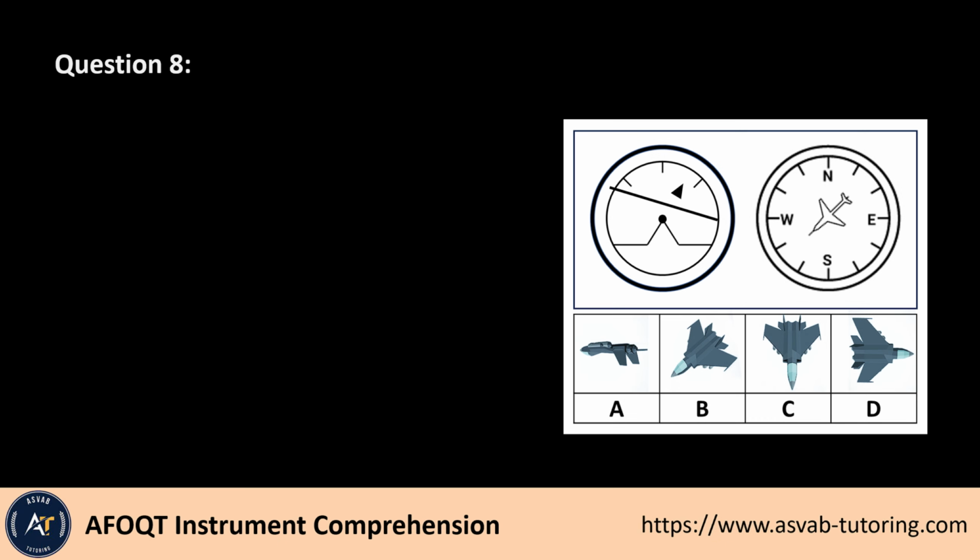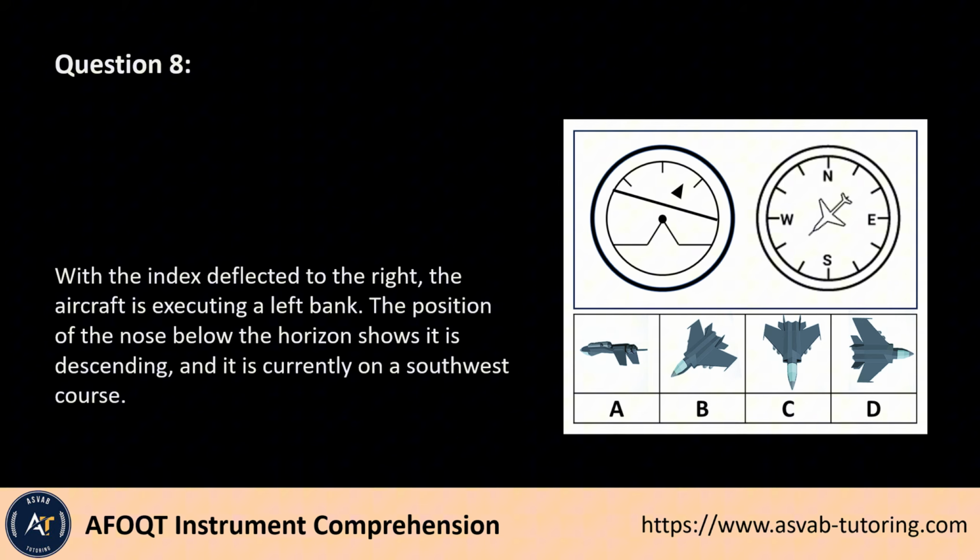Question 8. With the index deflected to the right, the aircraft is executing a left bank. The position of the nose below the horizon shows it is descending, and it is currently on a southwest course. Therefore, the answer is B.